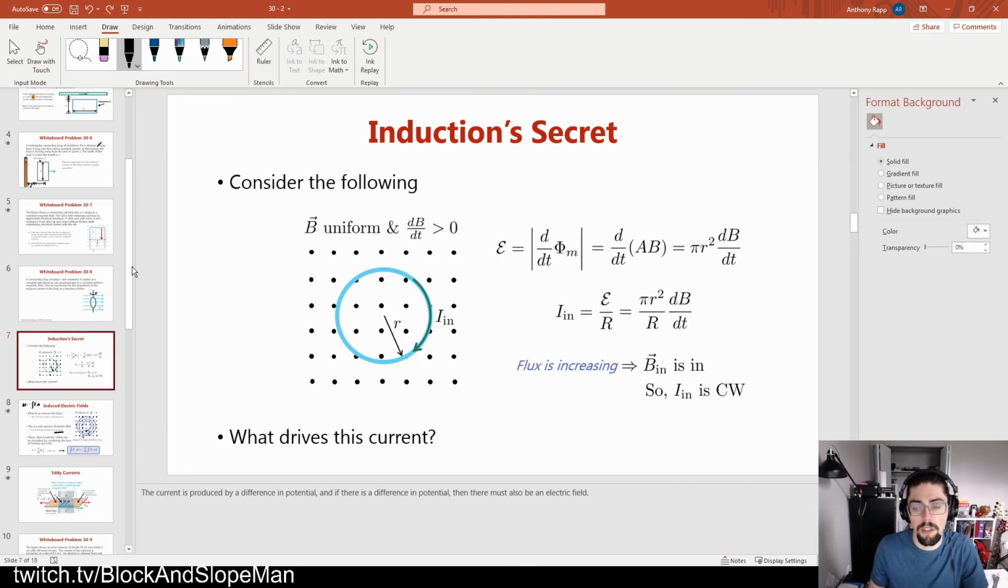And in fact, this was brought up a few different times. Some people have had some questions for me about where is the potential difference? How do I measure this? Like if I took a multimeter and I attached it to this circle, what would I see? And the answer is mostly nothing.